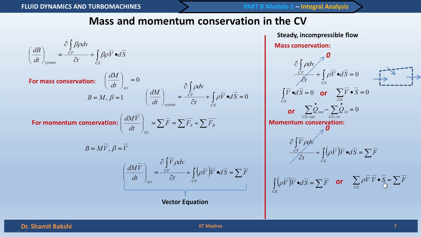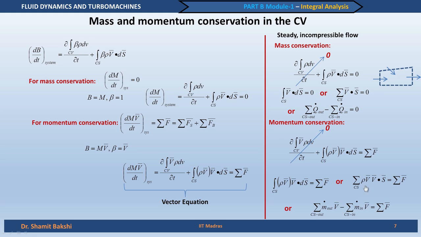So, v bar dot S bar is a scalar quantity which is actually the flow rate as we saw here. This is the volume flow rate, that is a scalar quantity, but this rho into v bar is a vector quantity. So, this retains the vector nature of this equation. So, the right hand side is also a force vector.